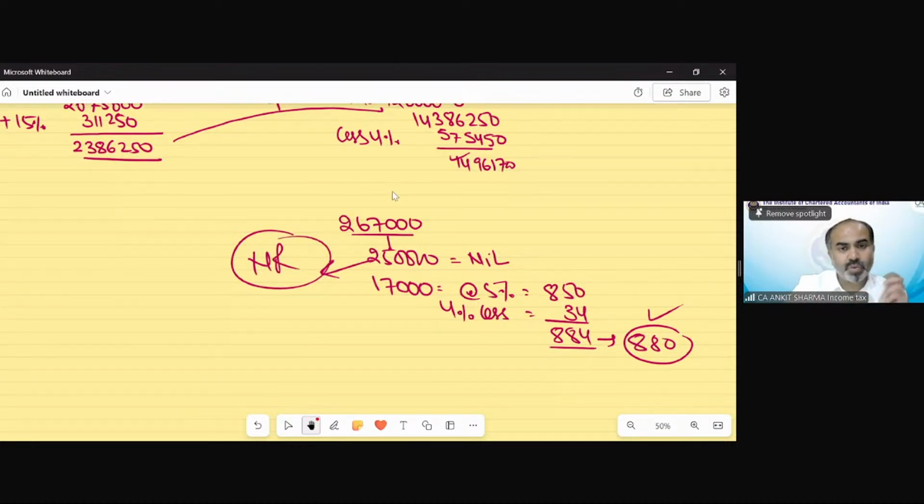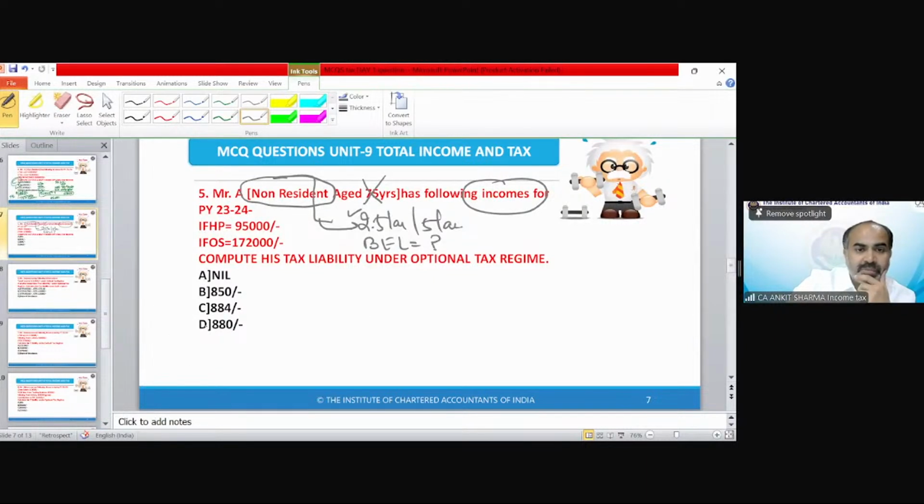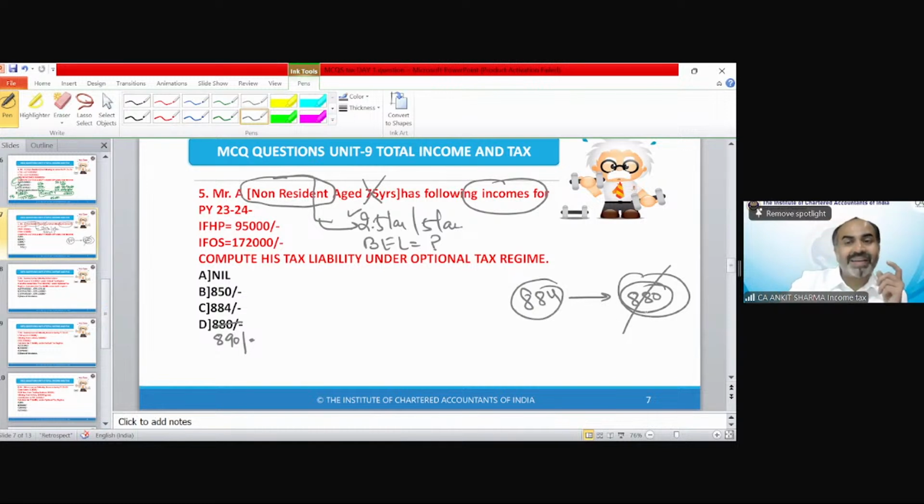Now suppose in this question there is option D, which is 890 rupees, not 880. Suppose the options are A, B, C, or D, and D is 890, and my answer was 884. As per the provision, we can round it off to the multiple of 10 rupees, and in that case it should be 880. But there is no option that resembles my exactly correct answer of 880 rupees. So now what option will you select? What should be the correct answer in this scenario?